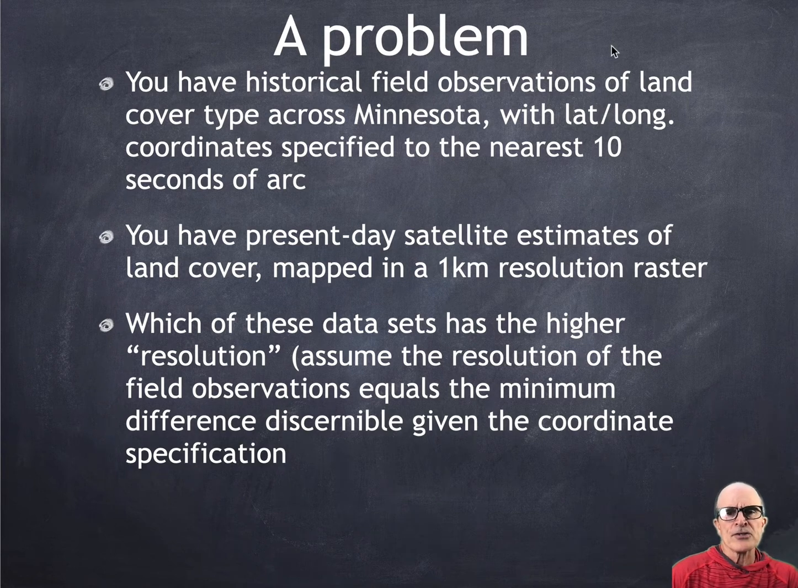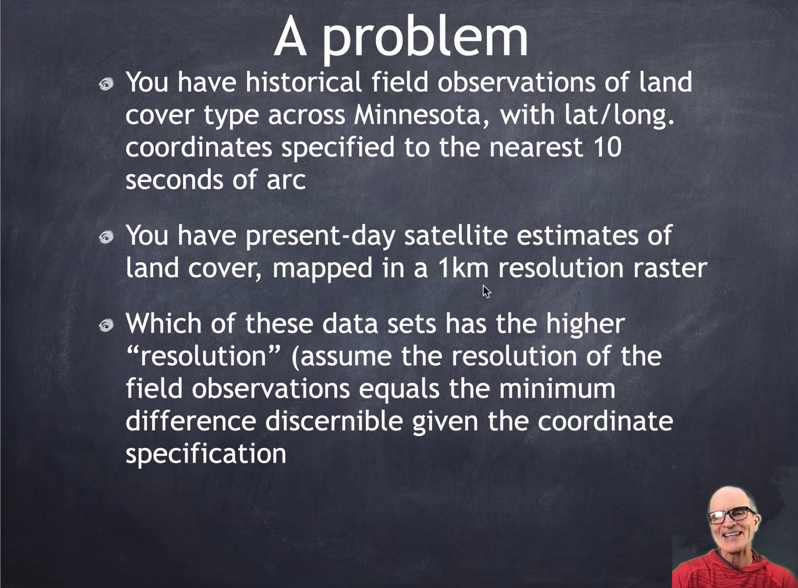So as you have a problem, you have historical field observations of land cover types in Minnesota with lat-long coordinates specified to the nearest 10 seconds of arc. So a lot of folks collected data and used relatively coarse measurement means available to them 100 or 150 years ago. And so these data are mapped, like the public land survey system, every chain or two chains or quarter section or mile, or in this case, it's in sections of arc they're reported, so 10 seconds of arc. I have a present-day satellite map at 1 kilometer resolution.